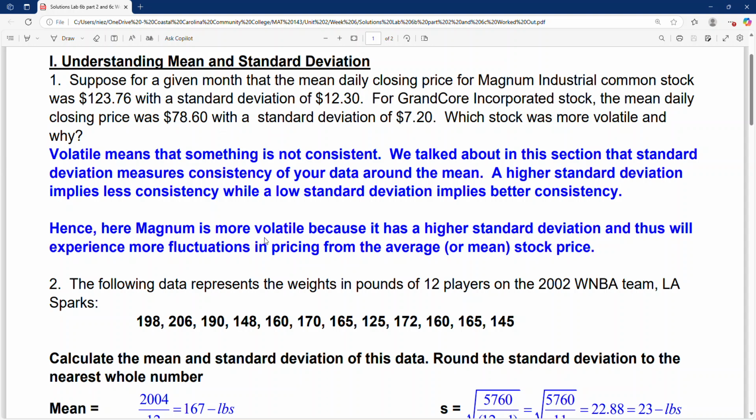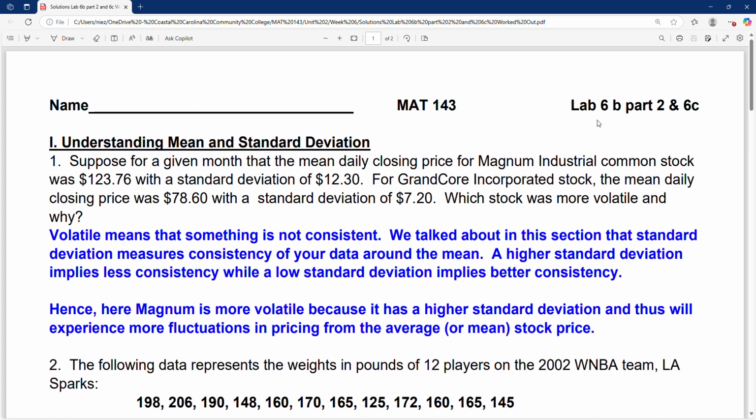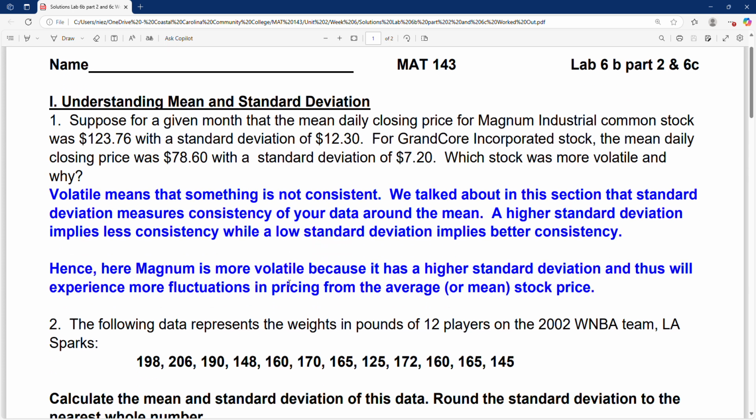Okay, in this video we're going to talk about Lab 6B Part 2 and 6C. For this lab, most of you got the first question right. It's pretty simple, just check which one has a bigger standard deviation. You see, 12.3 is bigger than 7.2. So you know Magnum is more volatile.